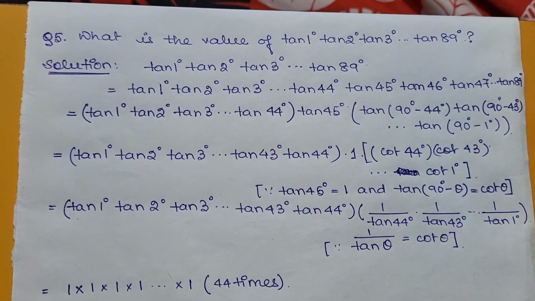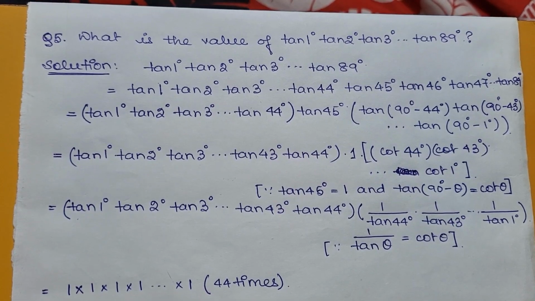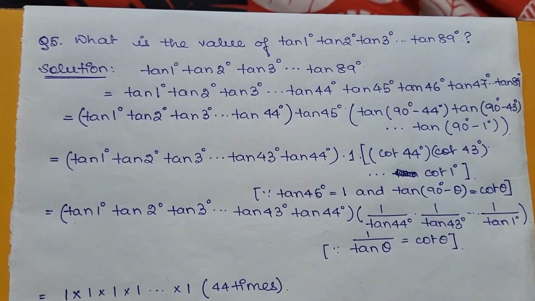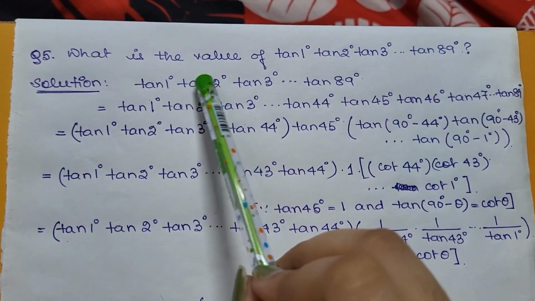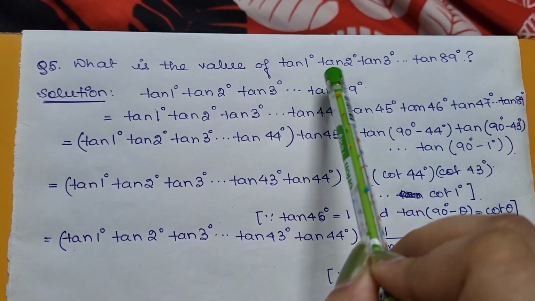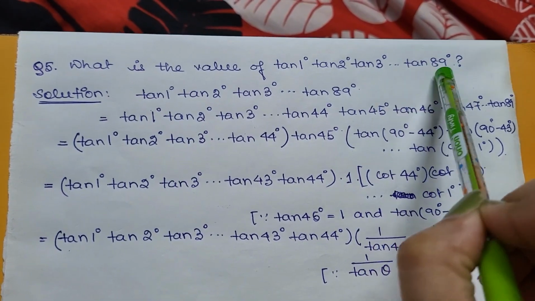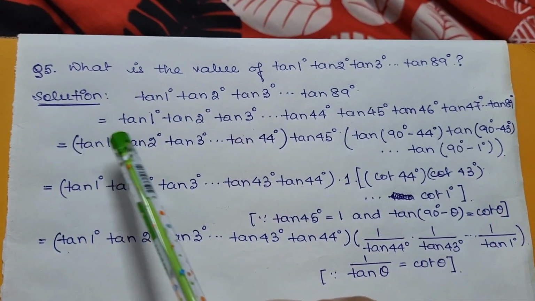Today we are to discuss one of the most talked about and challenging questions in trigonometry. Let's tackle it together. It says: what is the value of tan 1 degree, tan 2 degree, tan 3 degree, and it continues up to tan 89 degree? Let's see the solution.